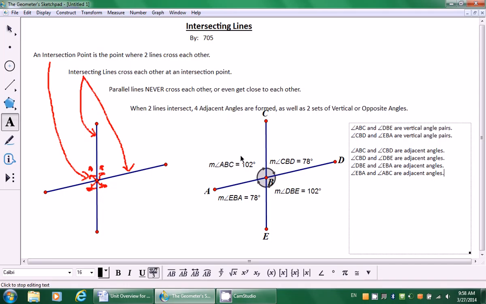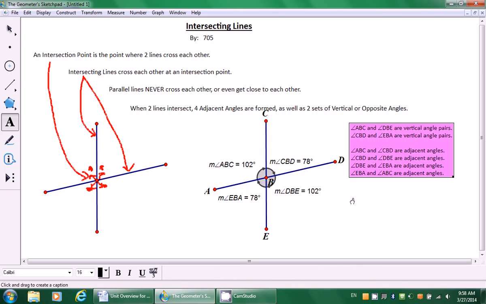Now, if we wanted to, we can continue these statements by stating things that are not true. For example, angle ABC and angle DBE are not adjacent because they don't share a common side. In fact, we already stated that angle ABC and angle DBE are vertical angle pairs, or they are opposite angles.